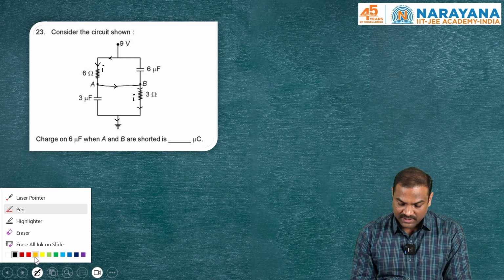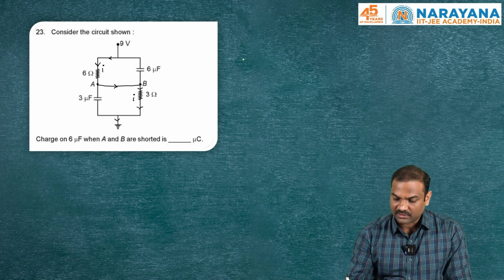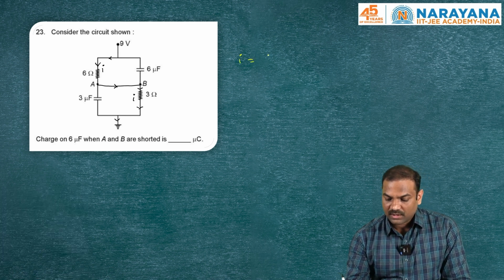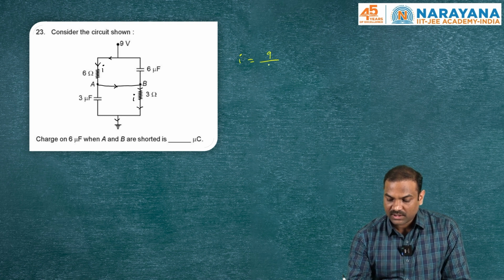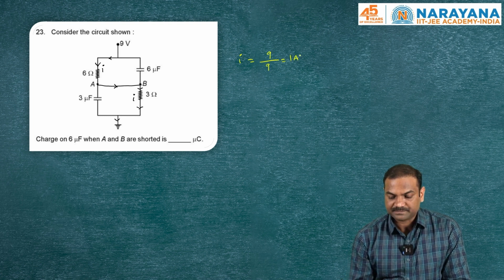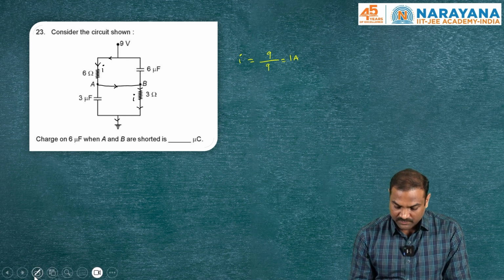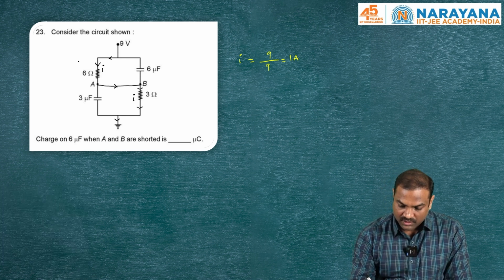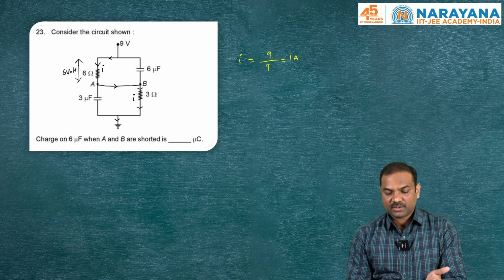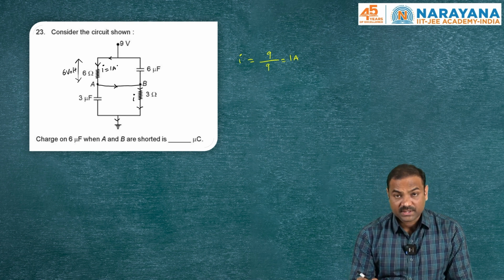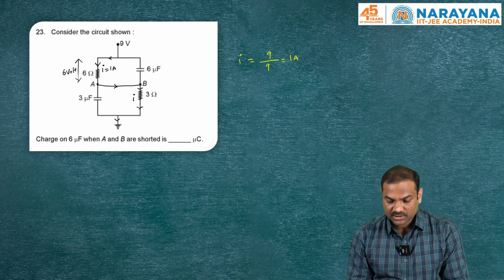Then what is the current? What is the current value? The current is the potential difference, 9, divided by the total resistance, also 9, so it will be 1 ampere. As the current is 1 ampere, what is the potential difference across this 6 ohm resistor? It will be 6 volt, because 6 ohm into 1 ampere is 6 volt.